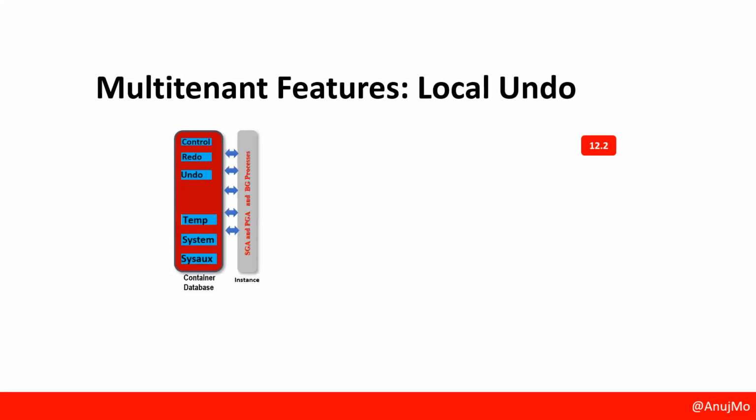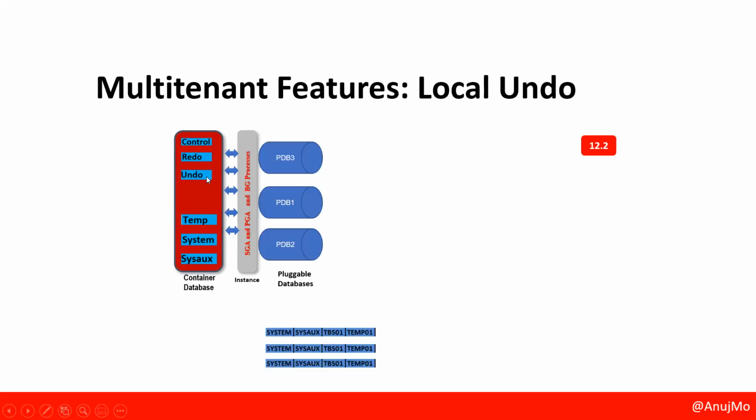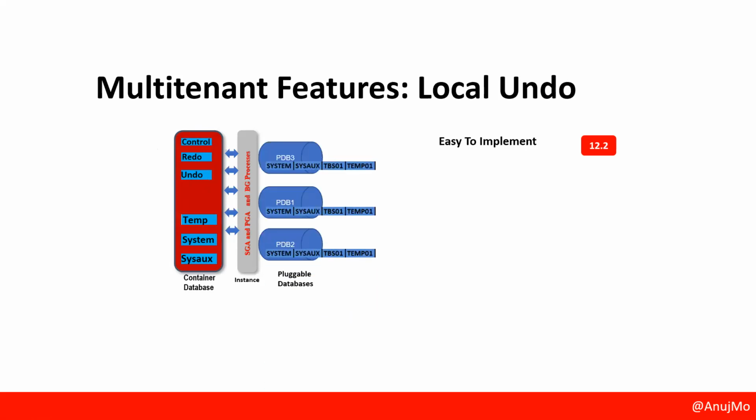All right. So in 12.2, there was a new feature introduced, local undo. If you remember my previous slide, I mentioned that the undo tablespace was sitting in the root container. But with local undo, a new feature, you can create an undo tablespace for all these pluggable databases also, and that will give a lot of benefits, which I'll explain here quickly.